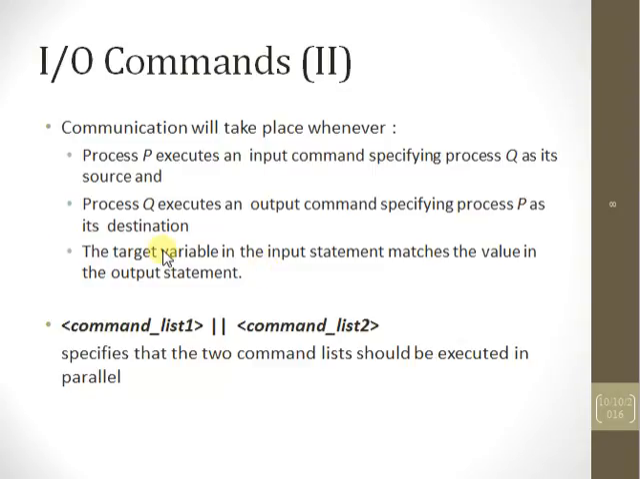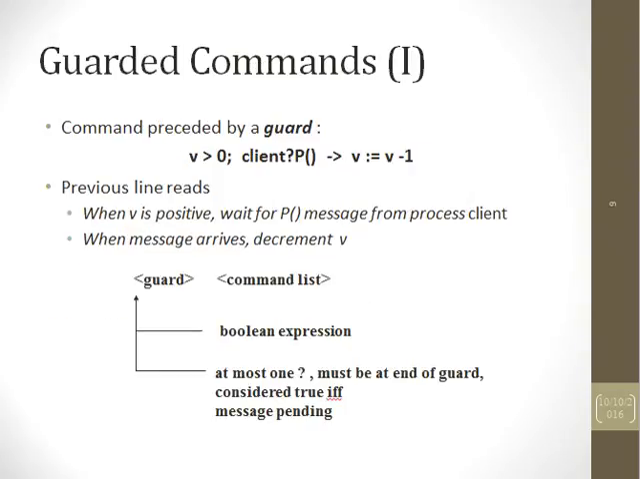What are guarded commands? Take v greater than 0, client question mark, and process p. These are known as guards. And this v minus 1 decrements the v value. This is the command: when the guard is successful, do this, decrement v. This indicates that if v is positive, decrement v, and when a message is received from process p.